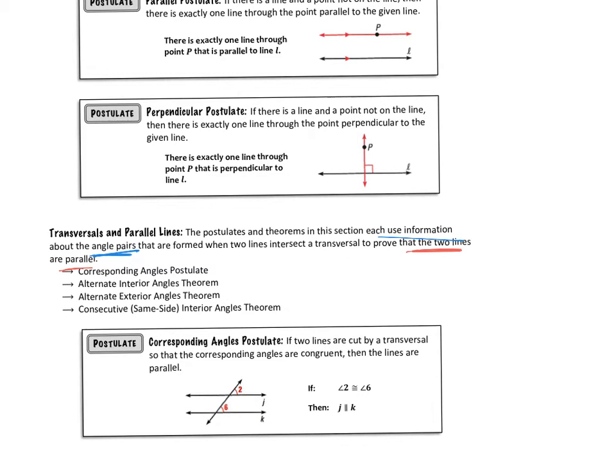So our first postulate in this category is the corresponding angles postulate, and so it says, if we have two lines cut by a transversal, and here lines J and K are the two lines that I want to know if they're parallel, if I know that the corresponding angles are congruent, if that is given, then I can say that J is parallel to K. This is a postulate, so we don't need to prove it, and that's why we used it on the previous page.